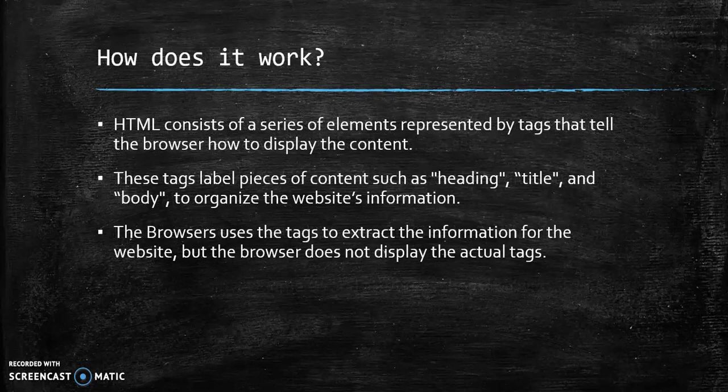Now I'll explain to you how HTML works. HTML consists of a series of elements represented by tags that tell the browser how to display the content. These tags label pieces of content such as heading, title, and body to organize the website's information. Then the browser uses the tags to extract the information for the website, but the browser does not display the actual tags. This basically means that the tags are there to help us organize the information that we're sending to the browser.